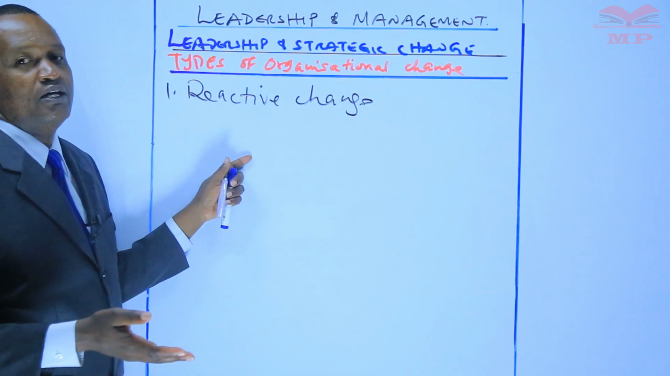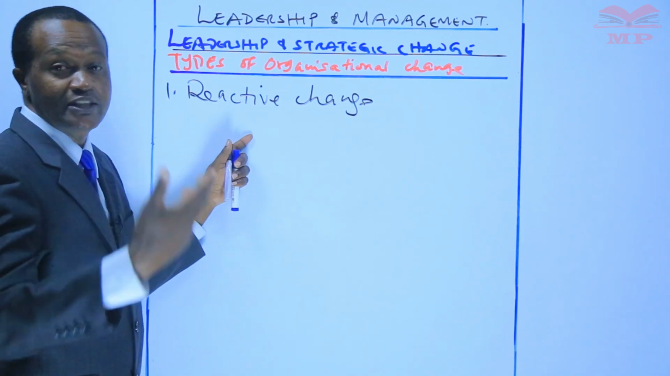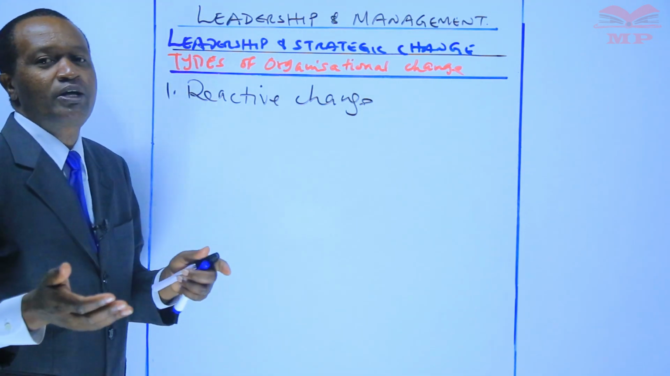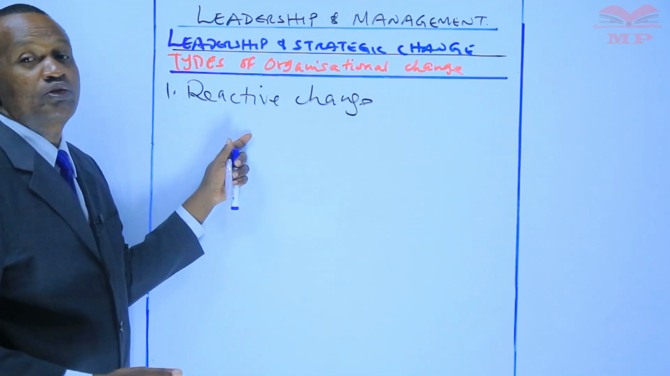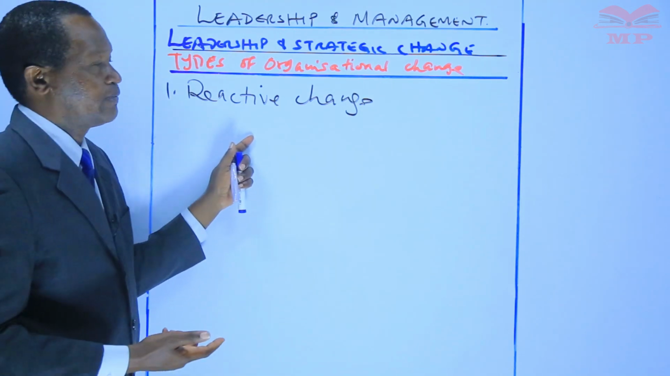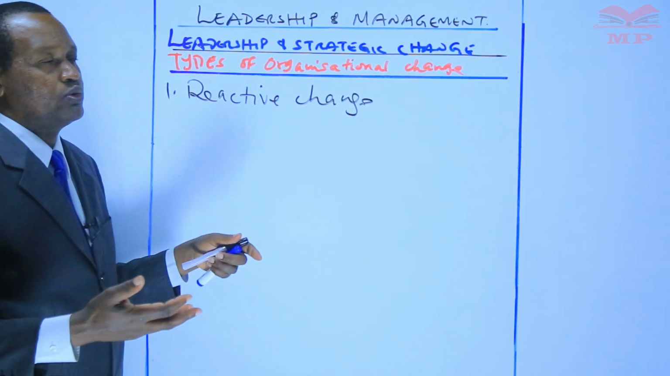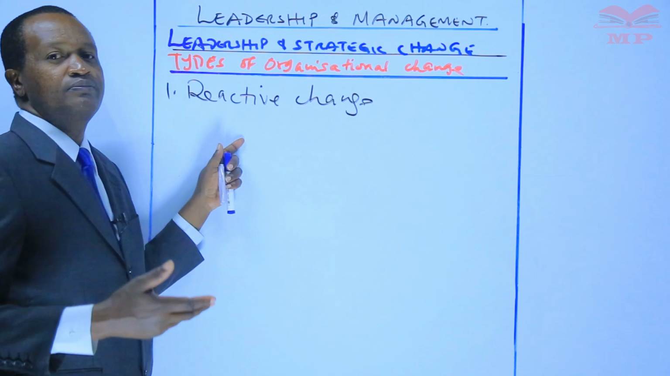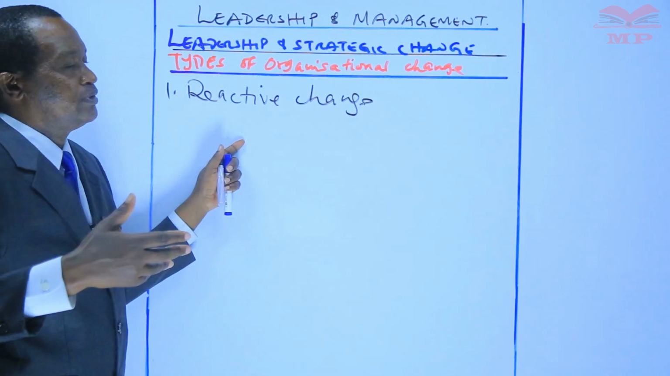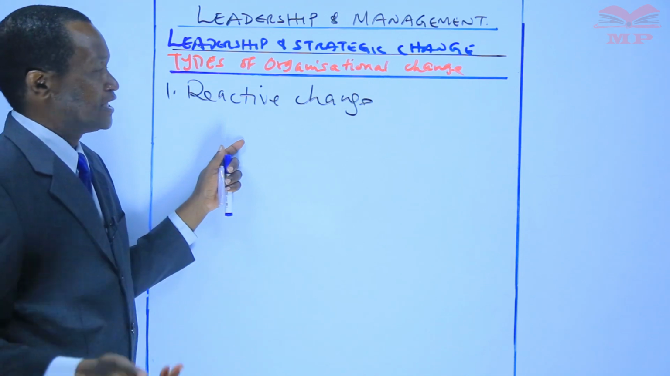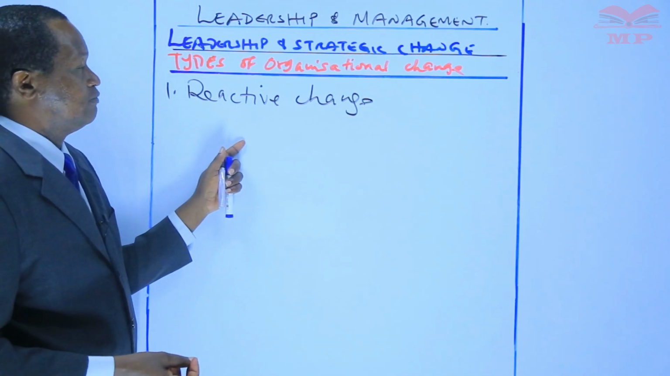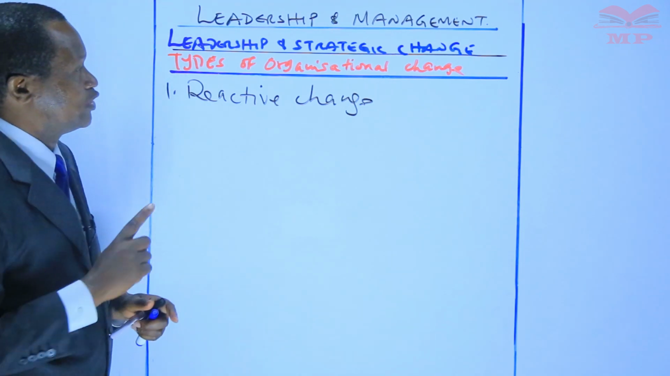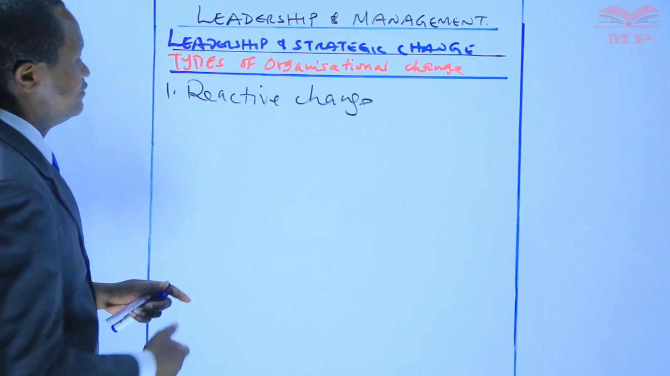For example, due to advancements in technology or growing technological changes, an organization may be forced to invest more in technology in order to stay ahead of competition, or to face off stiff competition. So reactive change can also be a result of such events or occurrences, to react. That is one type of organizational change, reactive change.